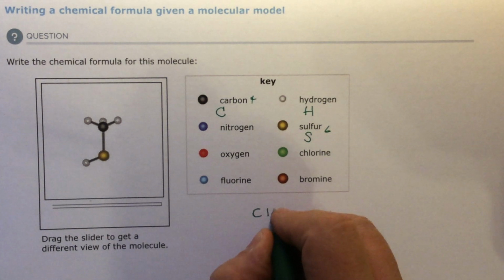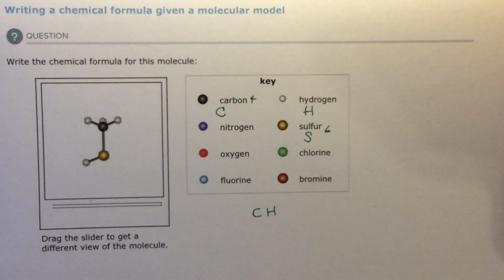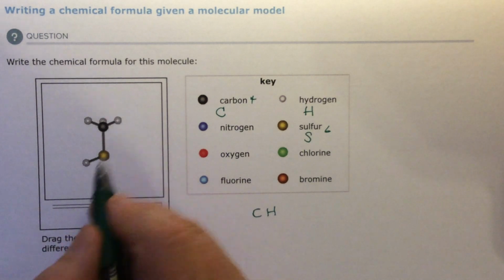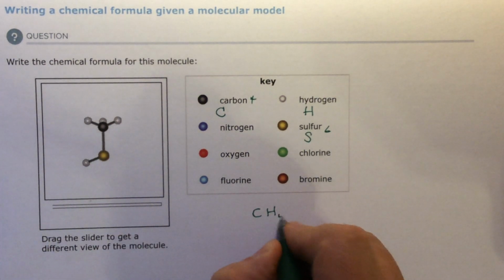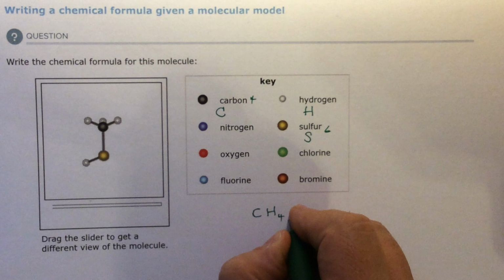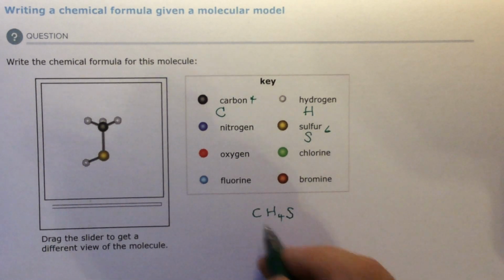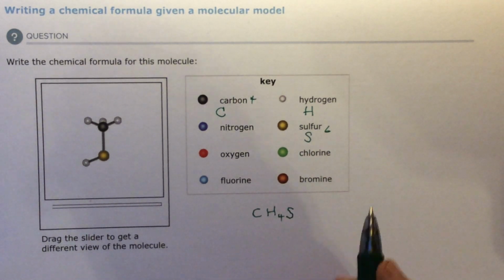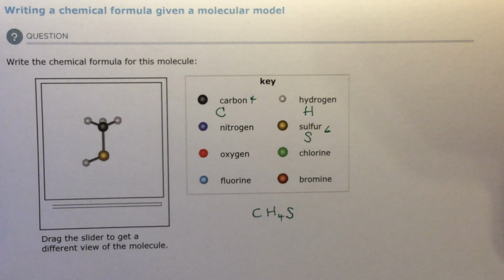So the next one that you're going to write is hydrogen. We have 1, 2, 3, 4 hydrogens, so I'm going to give you a subscript 4 for that hydrogen. And finally, you have S, sulfur. So CH4S.